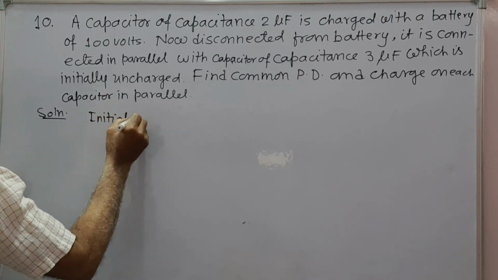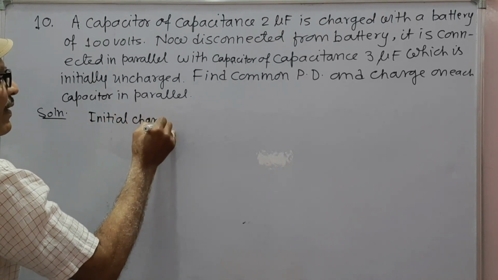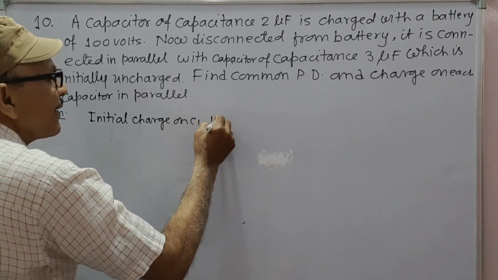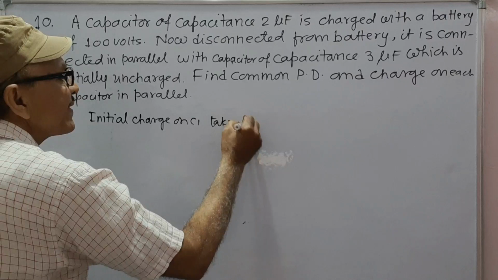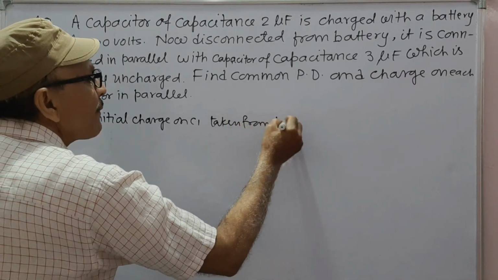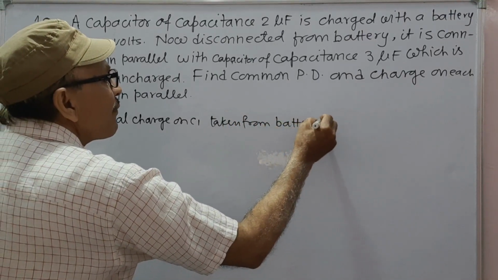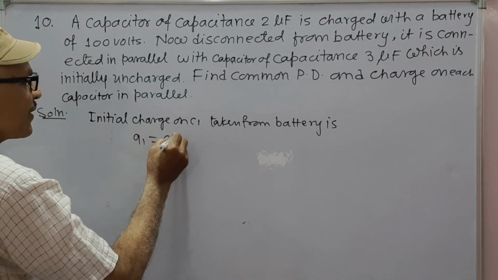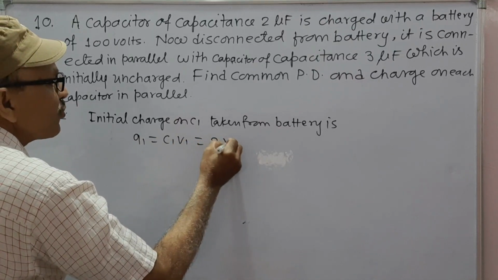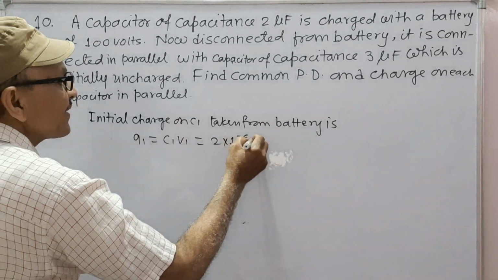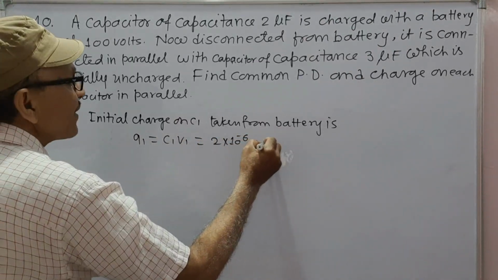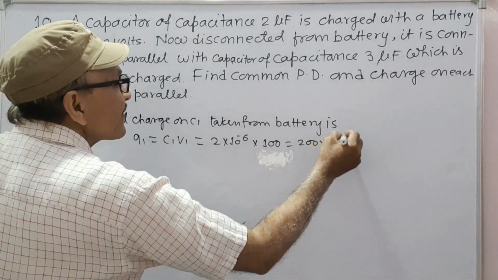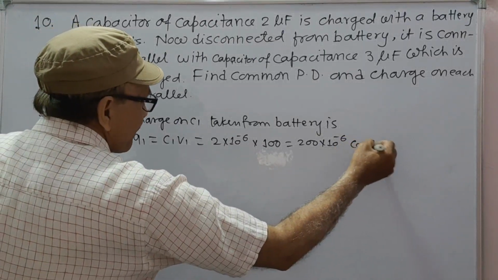Initial charge on C1 taken from the battery is Q1, which is C1 into V1. C1 is 2 microfarad, means 2 into 10 to minus 6, into V1 is 100. This is 200 into 10 to minus 6 coulomb.